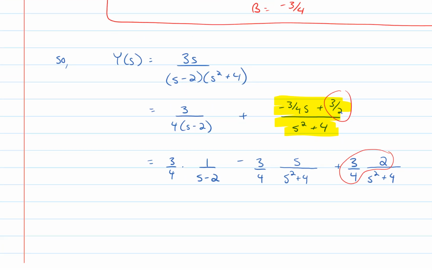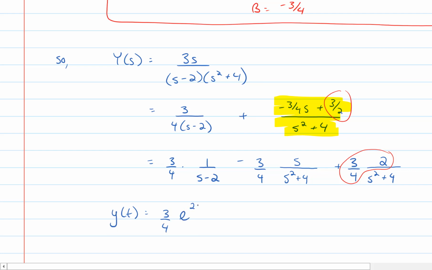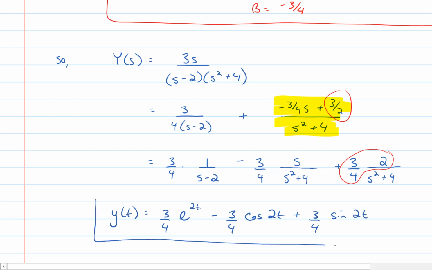And now I can just take the inverse Laplace transform of both sides, and so I get that y of t is equal to 3/4 e to the 2t minus 3/4 cos of 2t plus 3/4 sine 2t. And there's our answer.